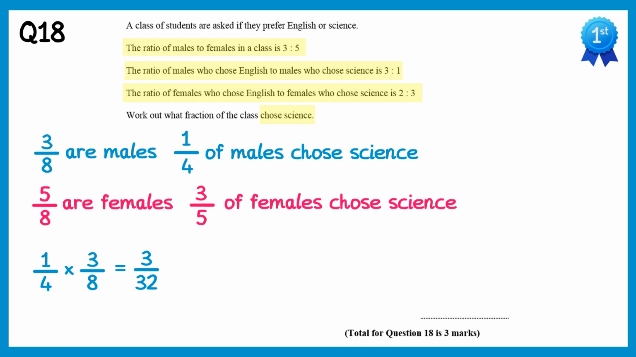If we do the same idea with females, 5/8 of the class are females, but 3/5 of the females chose science. So 3/5 of 5/8 gives you 15 over 40, which simplifies to 3/8. So 3/8 of the class are females that also chose science.